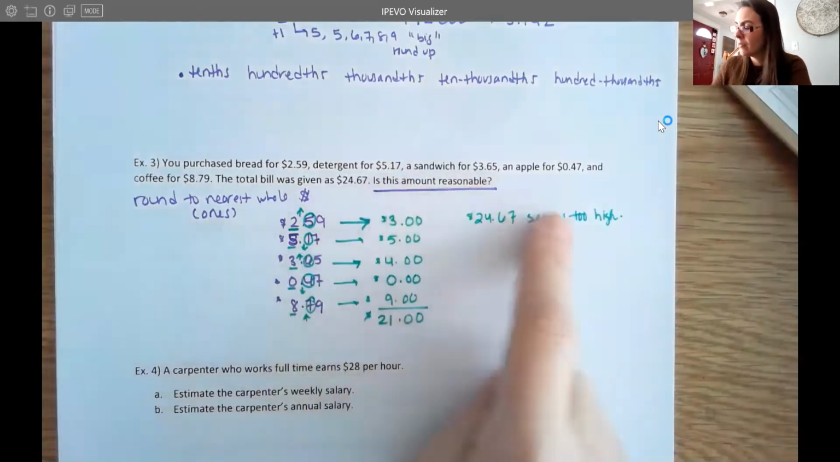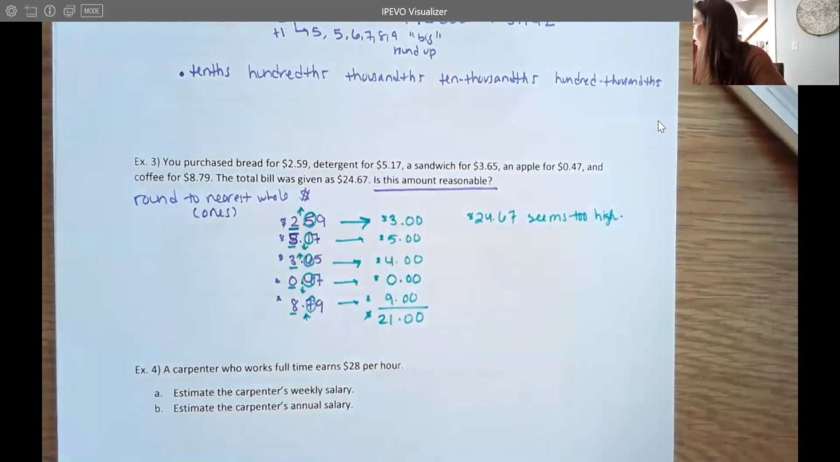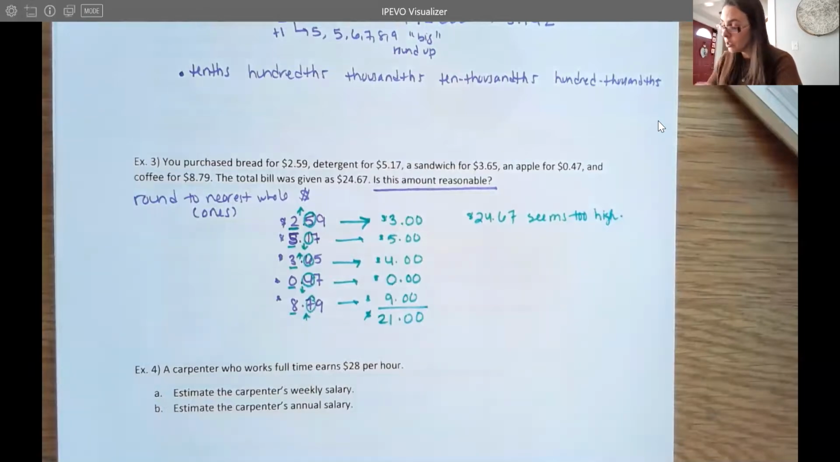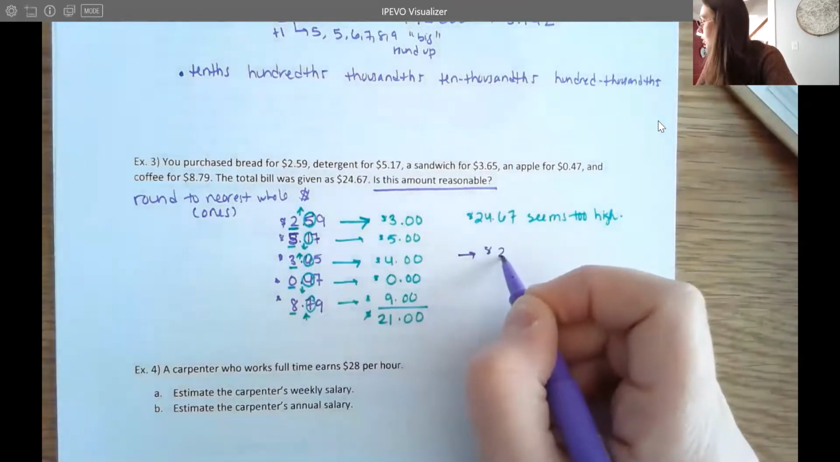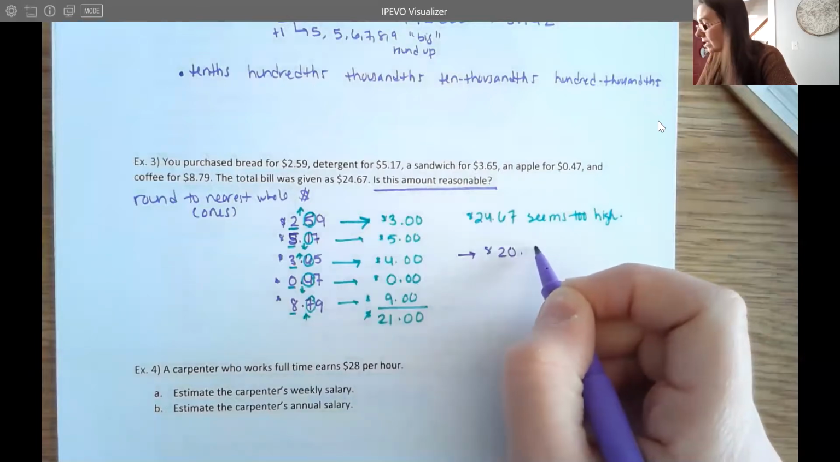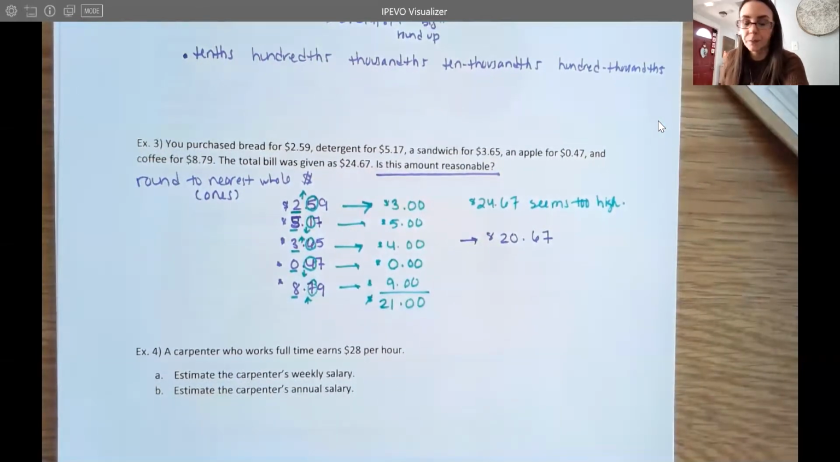Here, it doesn't seem like there would be enough tax to make up almost $4. So this is one where I would say that looks a little bit too high. Maybe we should go back and double check our account or the bill. And actually, if you redo the addition, you'll see that the real sum is actually only $20.67. So there must have been an error somewhere in the calculation.